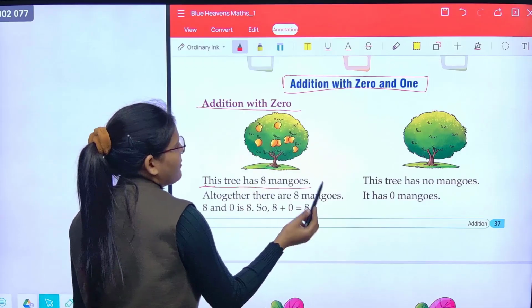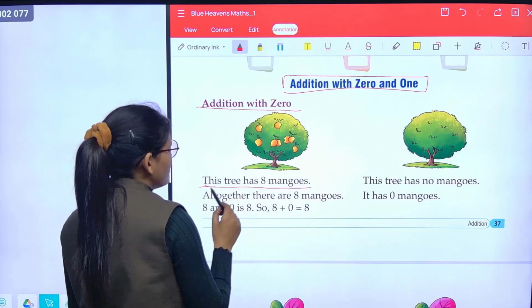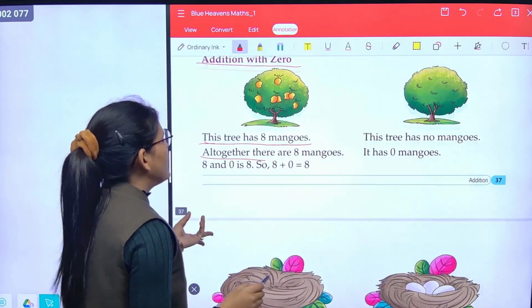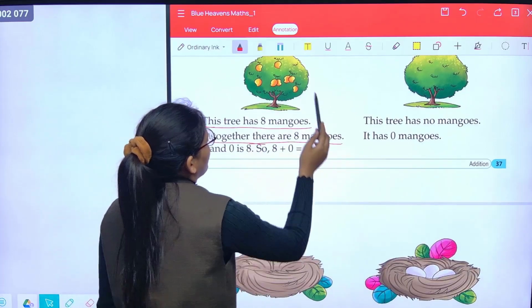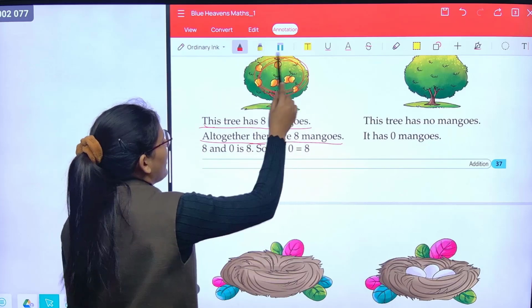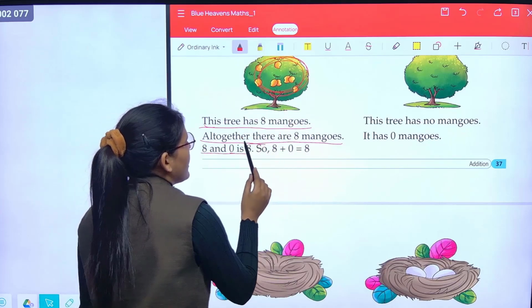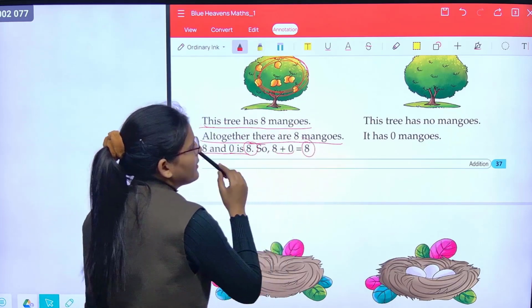Now class, this is a tree. This tree has 8 mangoes. Altogether there are 8 mangoes, plus there are 0 mangoes. 8 and 0 is 8. So 8 plus 0 is 8.